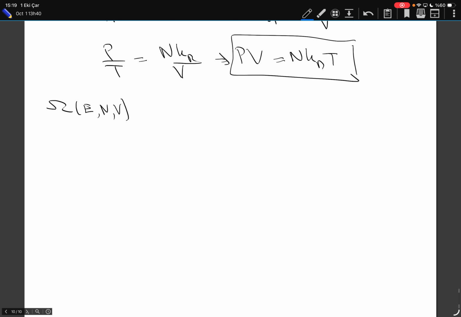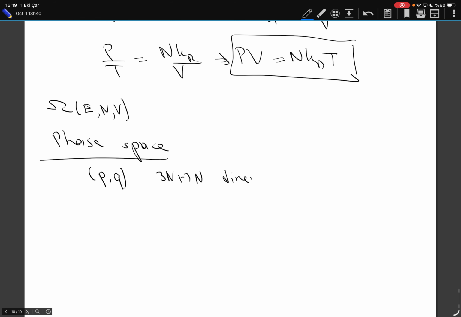Now, to do that, let's define the concept of the phase space. This is something that you should be familiar with from analytical mechanics or classical mechanics. You have n particles. Each one of them will have momentum p and coordinates q. So a phase space is a 3n plus 3n dimensional space of 6n coordinates and momenta.